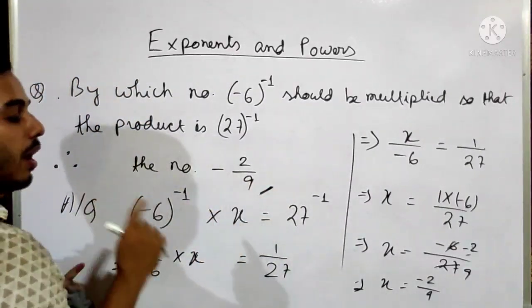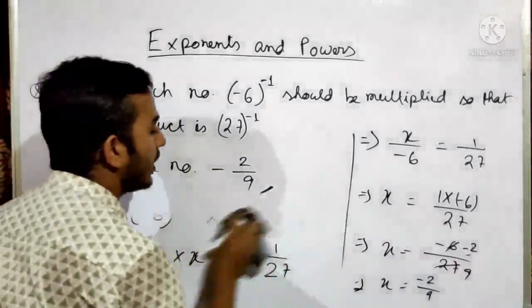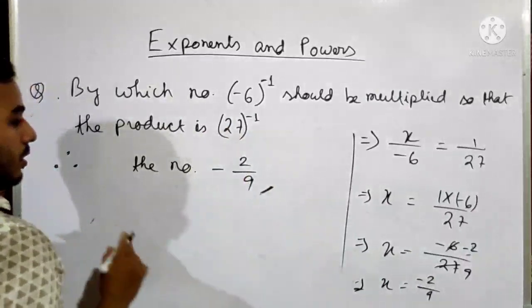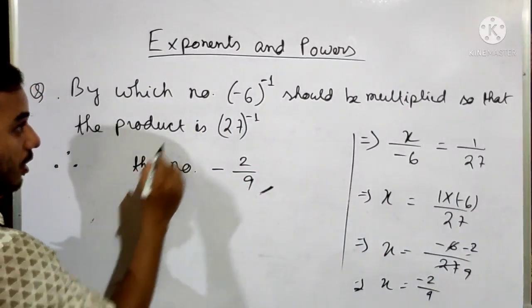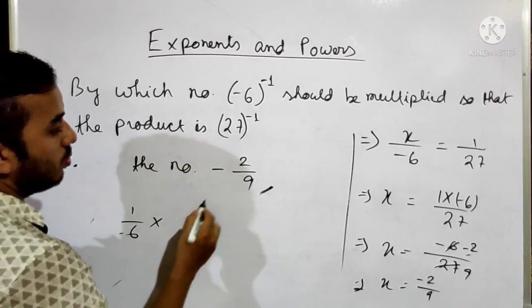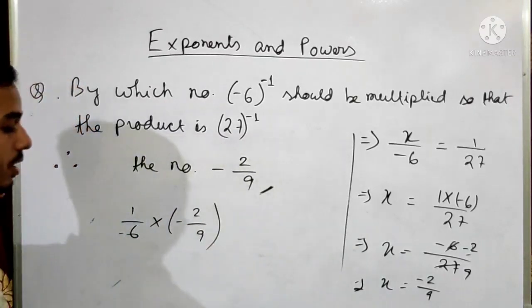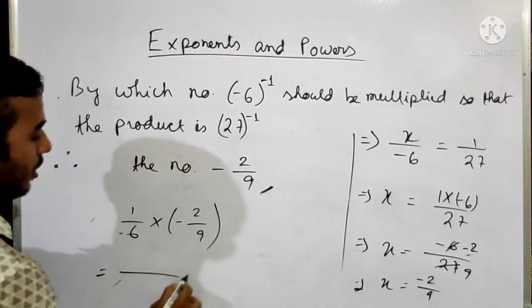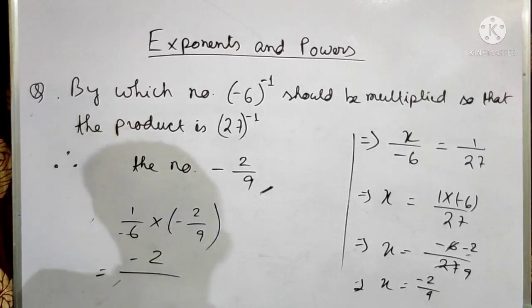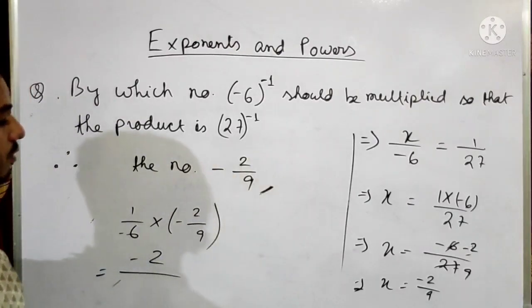Let's check this. Now we'll multiply this number with 6 to the power -1, and we'll get the result. Look, 6 to the power -1 is what? 1 by 6, isn't it? 1 by 6 into -2 by 9. Look, numerator into numerator, -2. 6 into 9 is how much? 6 into 9 is 54, isn't it?